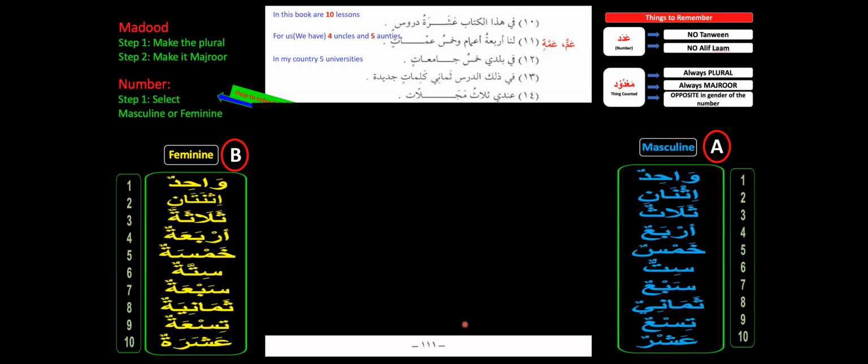في بلدي 5 جامعات. Why خمس? Why not خمسة? Because جامعات, what's the singular of جامعات? جامعة, right? Obviously, جامعة is a feminine معدود, so our number is masculine.